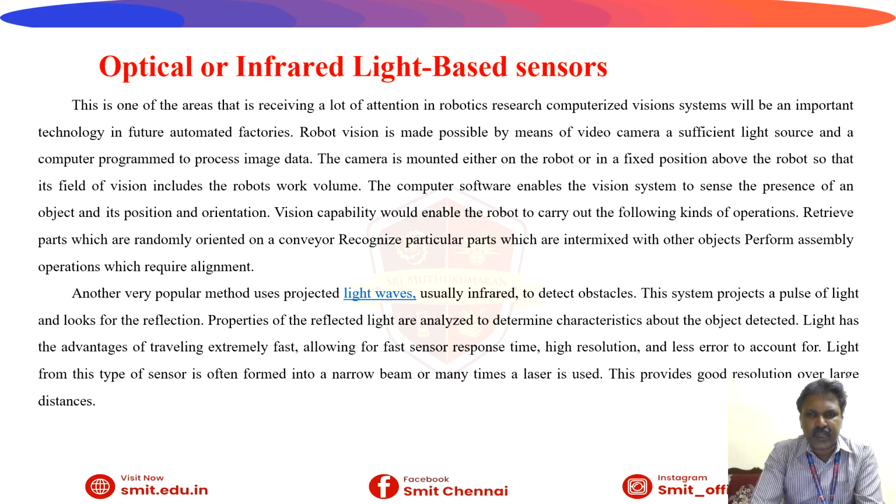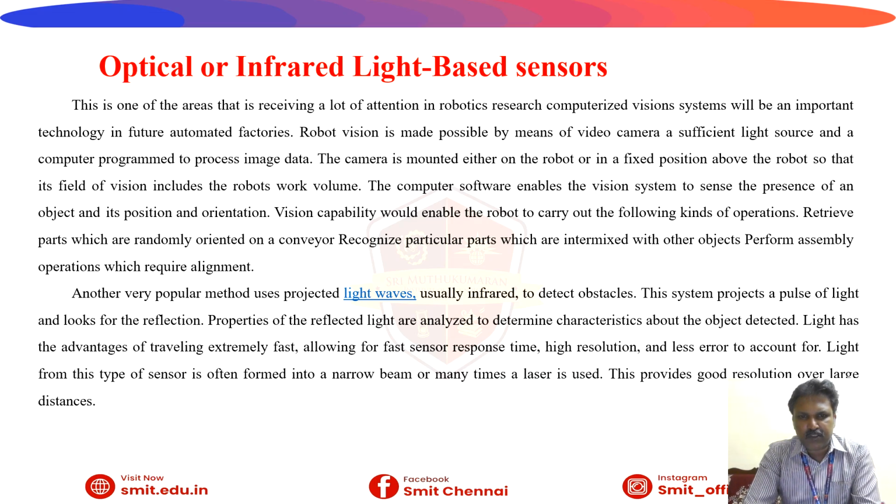The computer software enables the vision system to sense the presence of an object and its position and orientation. Visual capability would enable the robot to carry out the following kinds of operations: retrieve parts which are randomly oriented on the conveyor, recognize particular parts which can be intermixed with other objects, and perform assembly operations which require alignment.